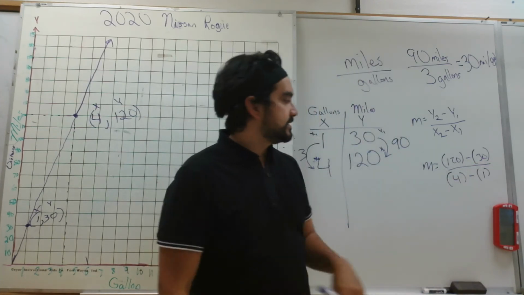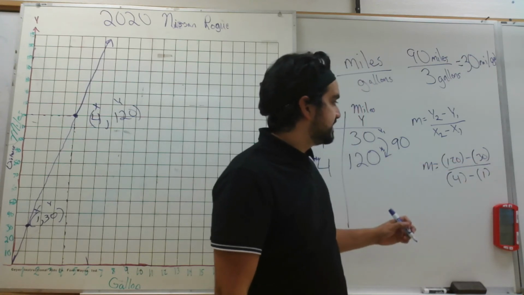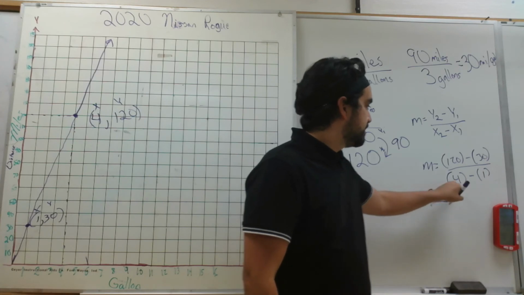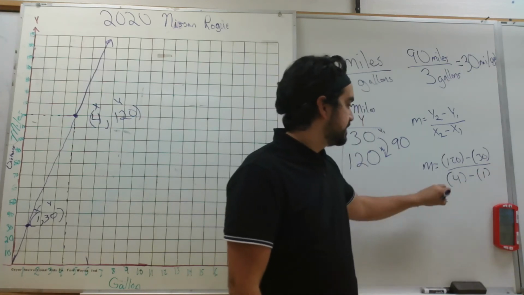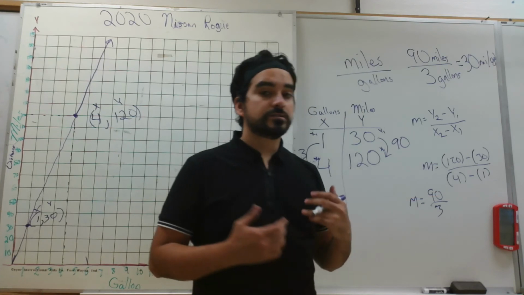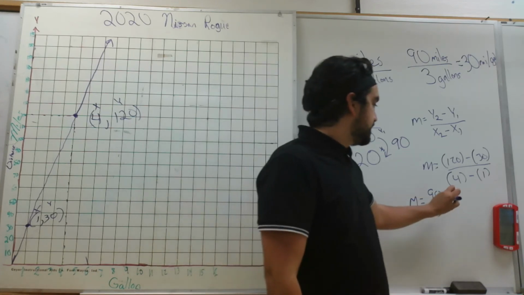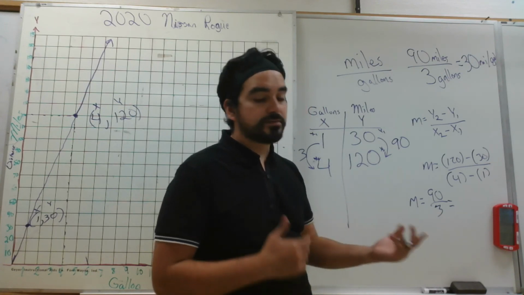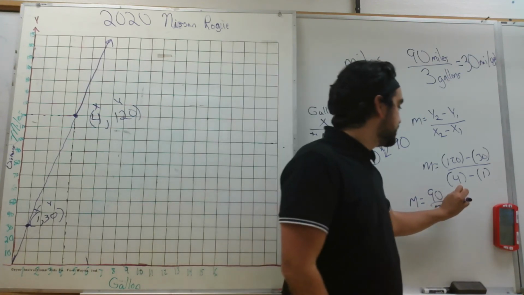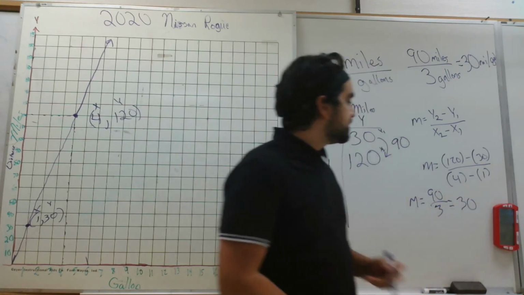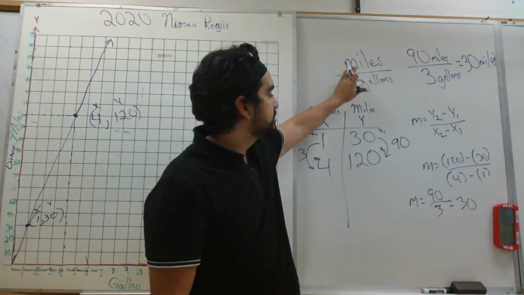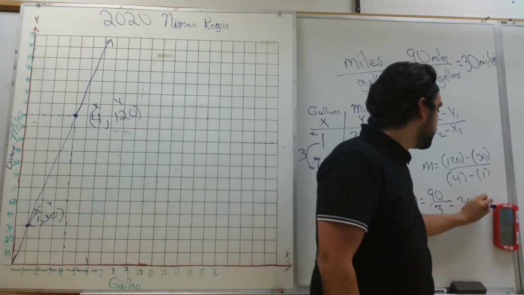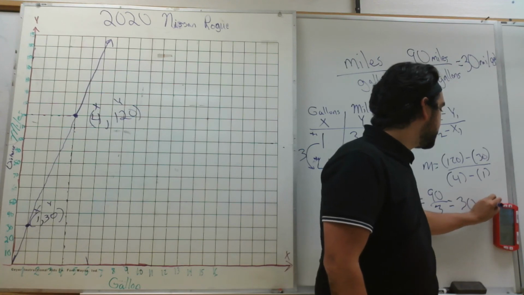Now we're going to go ahead and simplify this. 120 minus 30 is 90. 4 minus 1 is 3. So we're going to reduce it: 90 over 3, or 90 divided by 3, is the same thing as 30. And as you remember, we're talking about miles over gallons, or miles per gallon. This is going to be 30 miles per gallon.